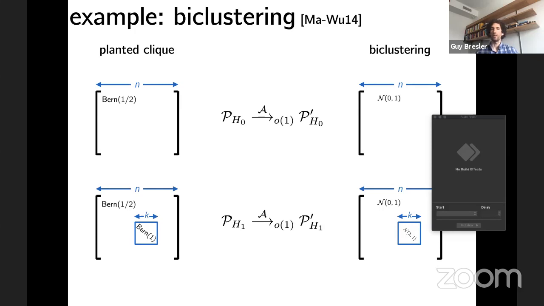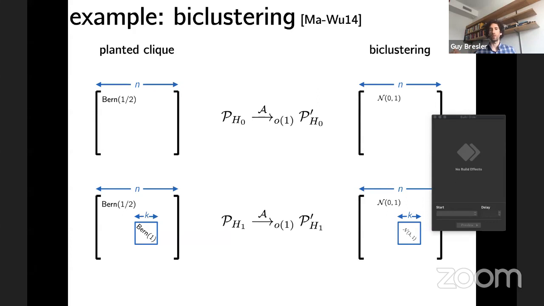The paper of Ma and Wu in 2014 studied the biclustering problem, which looks a lot like planted clique. In the null hypothesis, there's a Gaussian matrix, so standard Gaussians independent in every entry. And in the alternative hypothesis, there is a submatrix which has elevated mean lambda.